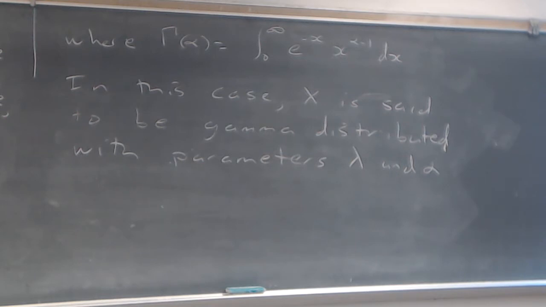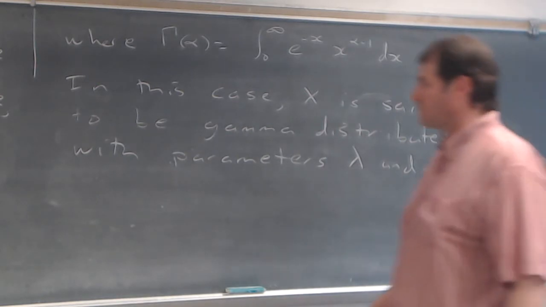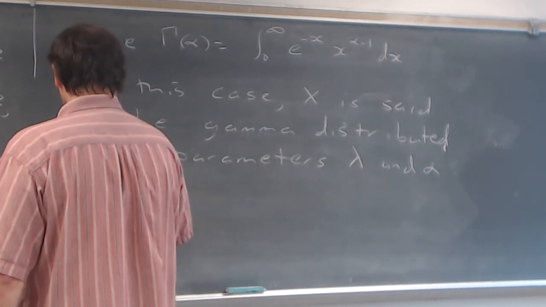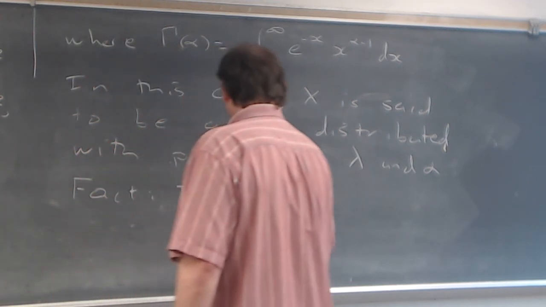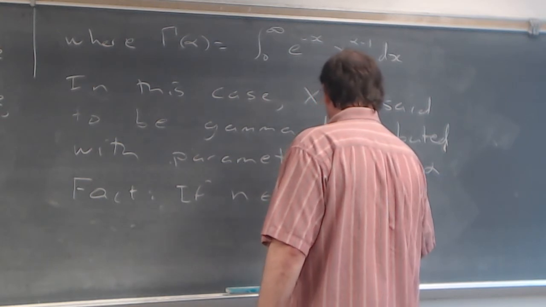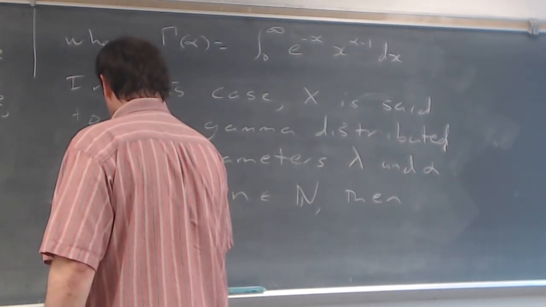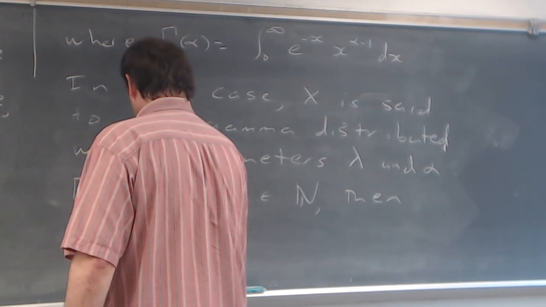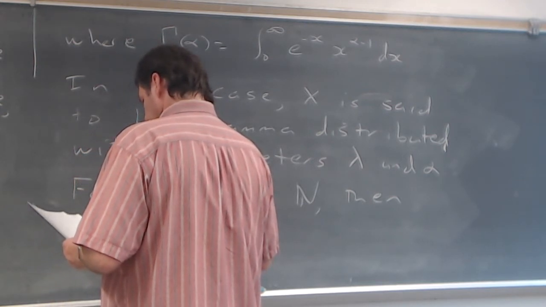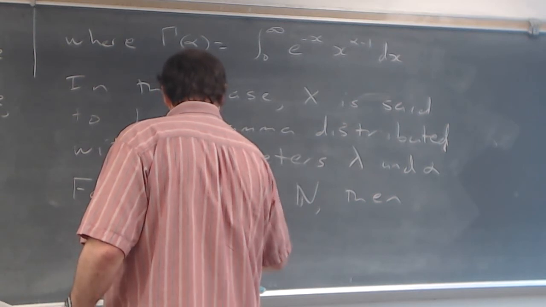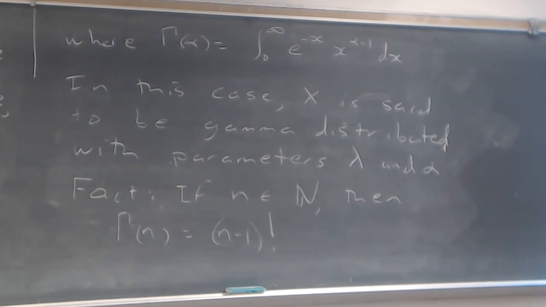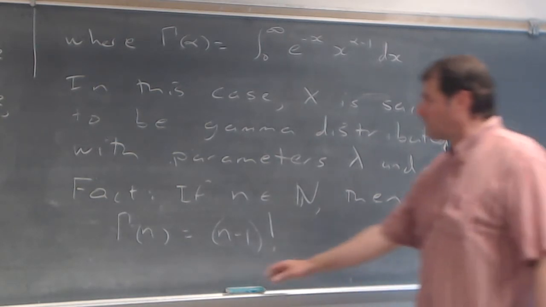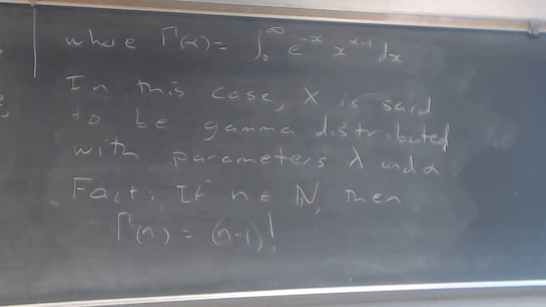Before we do anything about a gamma distributed random variable in terms of its characteristics, I want to talk a little bit about the gamma function. And so here's a fact. I'm going to ask you to prove this in the next homework assignment, but as a fact, if n is an element of the natural numbers, then gamma of n is equal to n minus 1 factorial. So I'll ask you to prove that for the next homework assignment.